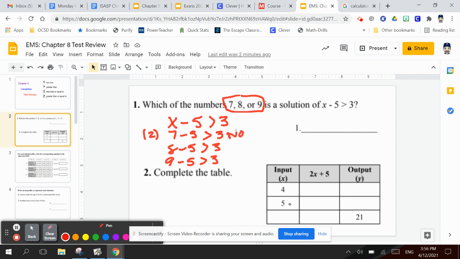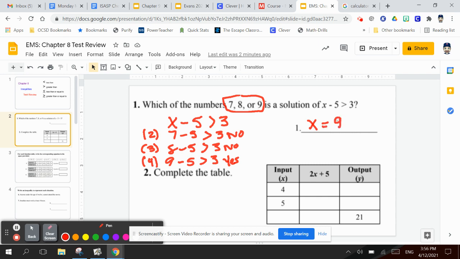No. 8 minus 5 is 3. Is 3 greater than 3? No. That's equal to, so it's not part of the solution. I try the last one, 9 minus 5, which is 4. Is 4 greater than 3? Yes. So I know that x has to equal 9.